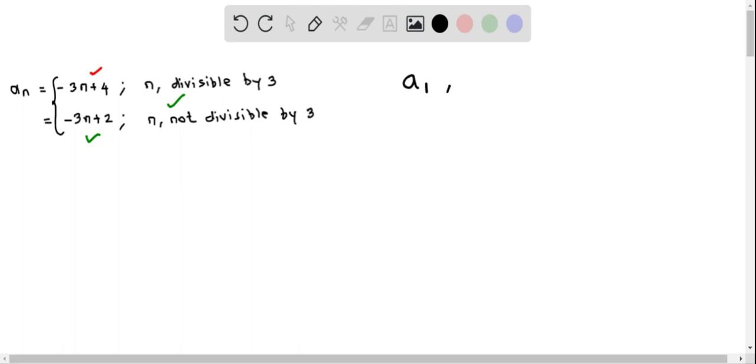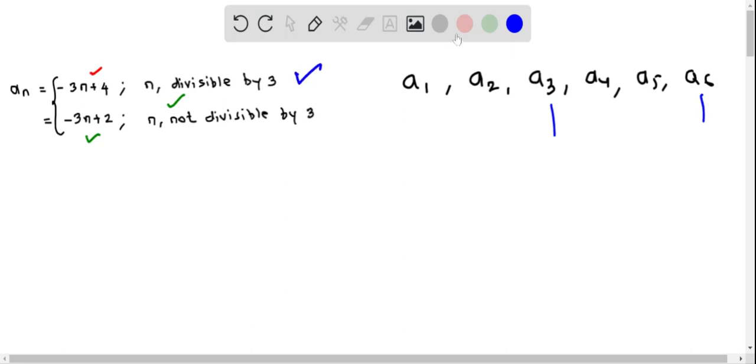This can be written as a1, a2, a3, a4, a5, and a6. These are the first six terms of this sequence. So basically, when n is divisible by 3, so here n is 3, as well as 6, which is also divisible by 3. So for evaluating a3 and a6, we will utilize this formula, and for the rest of them, that is a1, a2, a4, and a5, here n is not divisible by 3. So we will utilize this formula.